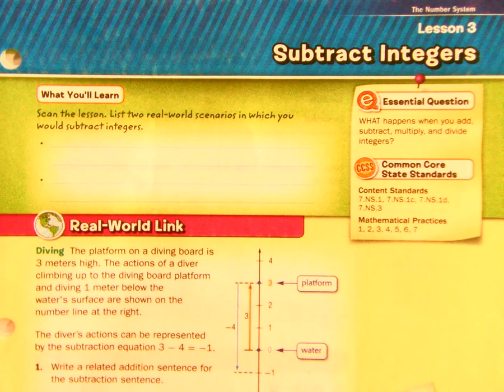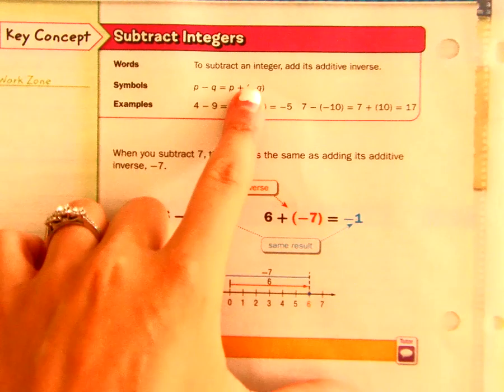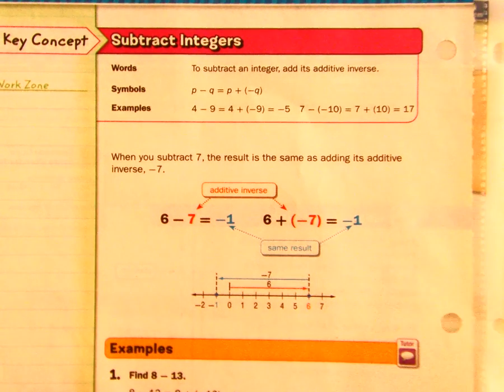Lesson 3.3, subtract integers. To subtract an integer, we're going to add its additive inverse. So again, our negative sign tells us to do the opposite of what we are already doing to it.